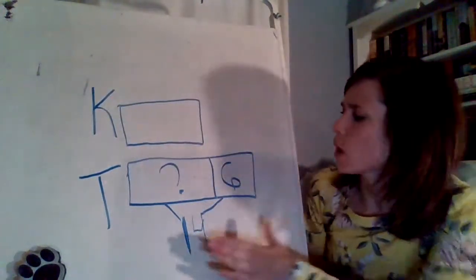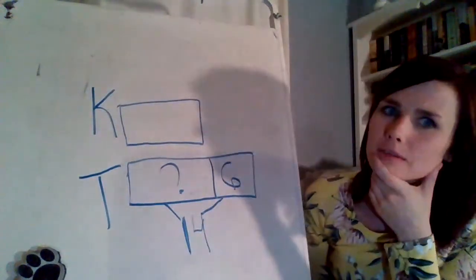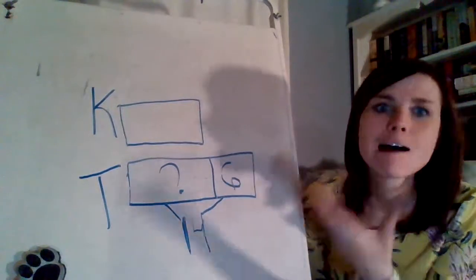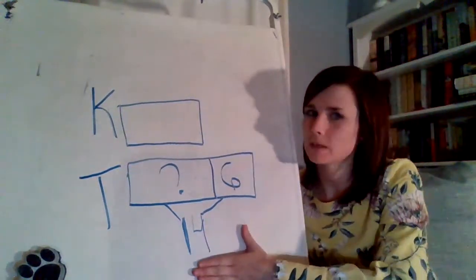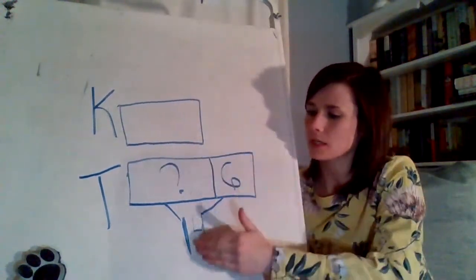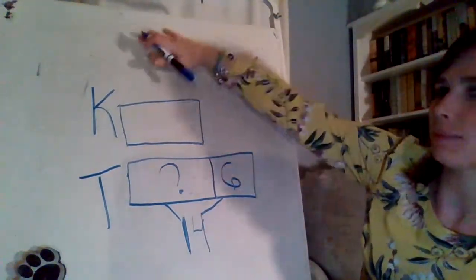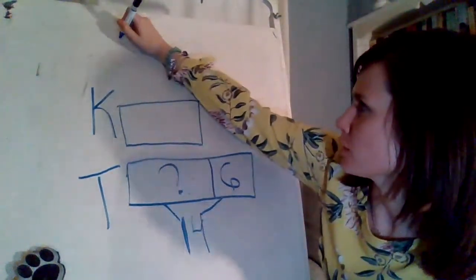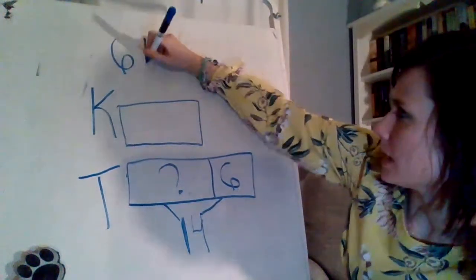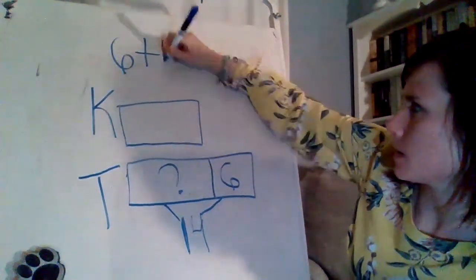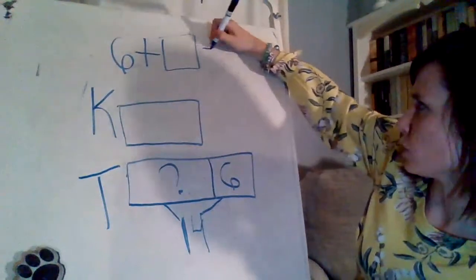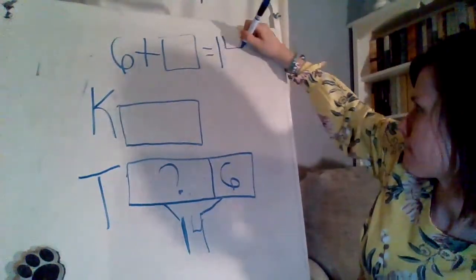All right, we have a whole and a part. How could we solve this, boys and girls? Right, remember, for addition it goes part plus part equals whole. So we can have a mystery part number sentence, and I'm going to write it up here because I don't have room down there. I'm going to do 6 plus, right, a mystery number equals 14.